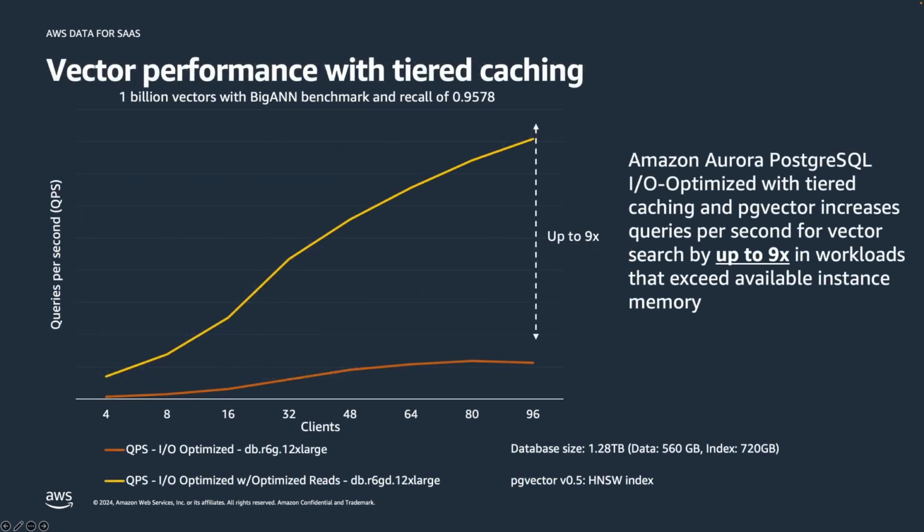And now we have a graph from a benchmark that involved a vector database workload. In this case, it was measured using Aurora Postgres with IO optimized tiered caching enabled. As we can observe, with a pgvector workload, this combination increases your queries per second up to 9 times, especially when your workload exceeds available instance memory.